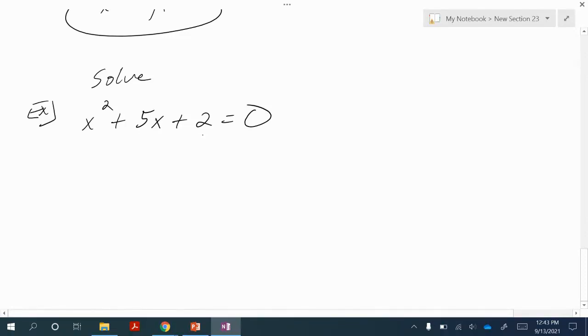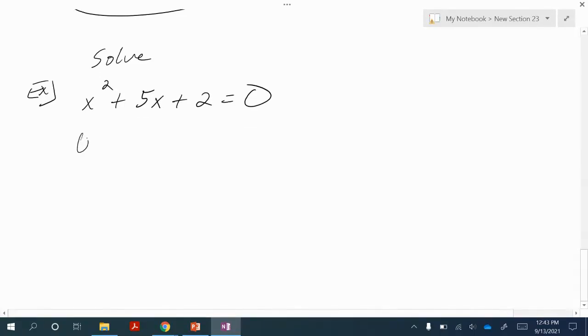is it possible to find two numbers whose product is 2 and whose sum is 5? Right? That would be impossible to factor. But since it's not factorable, that doesn't mean we can't solve it. We just have to find a different method to solve. So the next method we're going to use is called the quadratic formula.